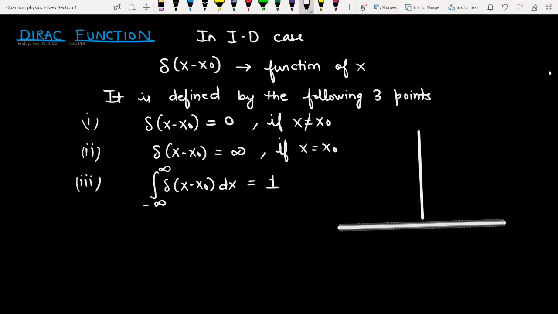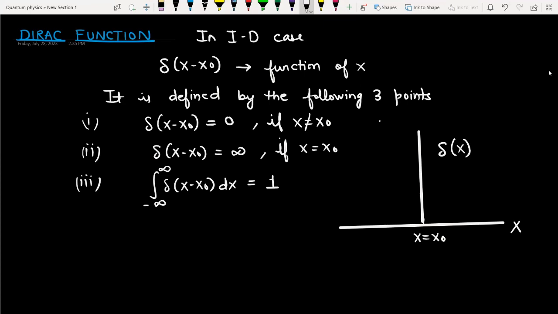This is delta of x, and I have plotted it with respect to x. So it's just a straight line, and this point is x is equal to x naught. So this is the definition of Dirac function.